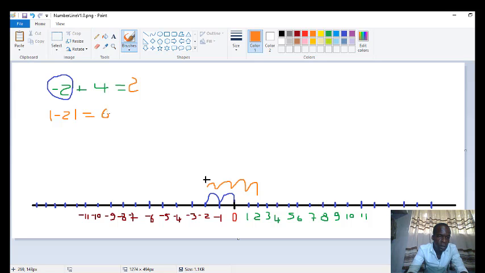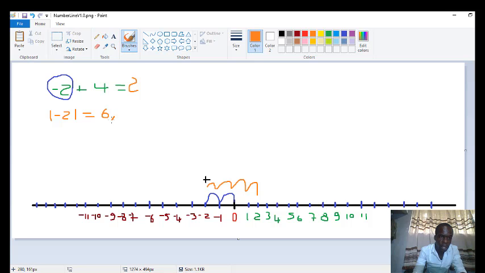To 2. Because when we move to the left of 0, in order to reach 2, we have to move 2 spaces. And this is what we do. We move 2 spaces to the left of 0 to reach -2.